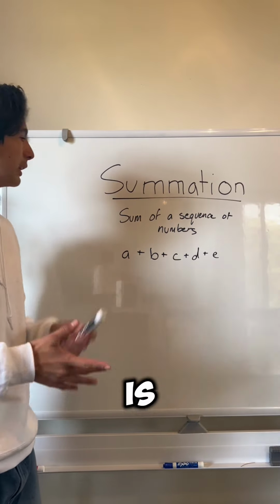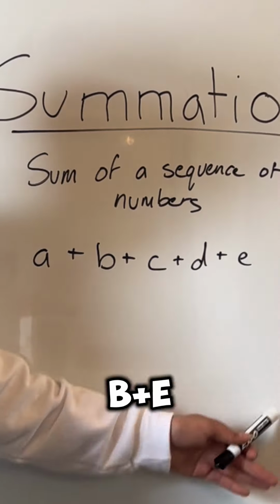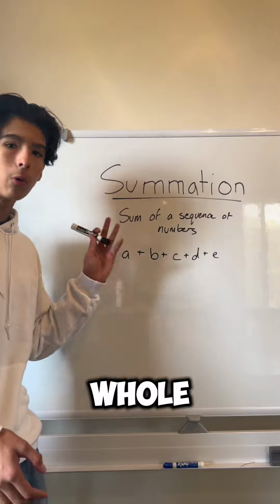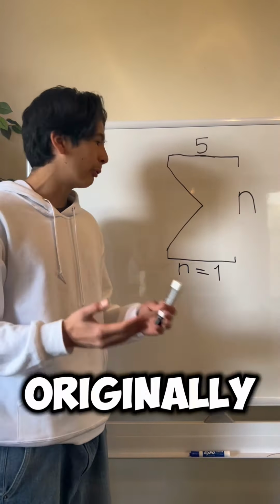So a summation is just the sum of a sequence of numbers. So for example, a plus b plus c plus d plus e, that would be considered a summation because it's a whole bunch of addition. Now that we know what a summation is, we could go back to what we were originally talking about.